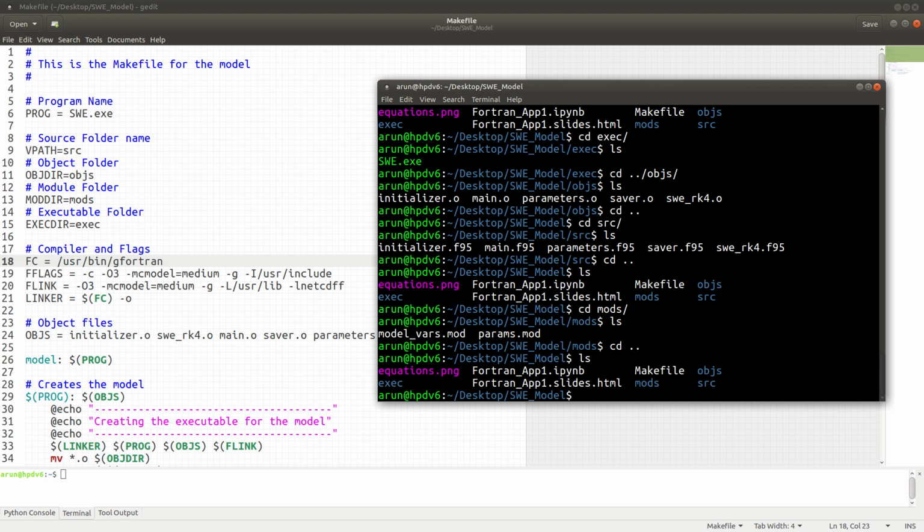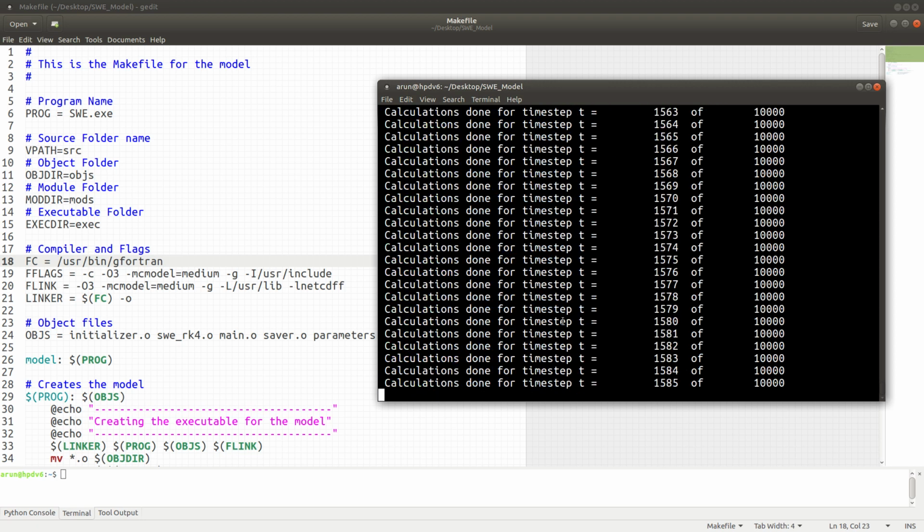To run it, it's fairly simple. Just type exec, and then there's sw.exe. Now you run this. There we go. It started all the calculations, and it's going on fine.